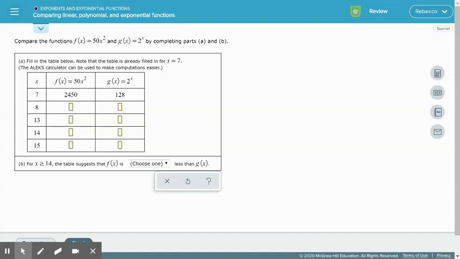Comparing linear, polynomial, and exponential functions. We need to compare the functions f of x equals 50x squared and g of x equals 2 to the x by completing each section below. So I automatically know that with x squared, this is going to be a quadratic. And with x as an exponent, this is an exponential.